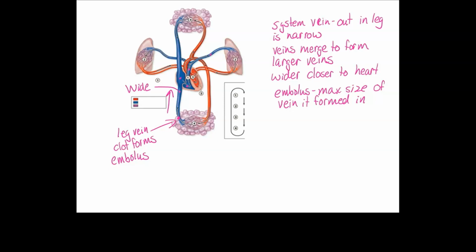Now the embolus is in a pulmonary artery heading toward the lungs. So it will move through the veins and the heart, and then it will be pumped into the pulmonary trunk, to the pulmonary artery.